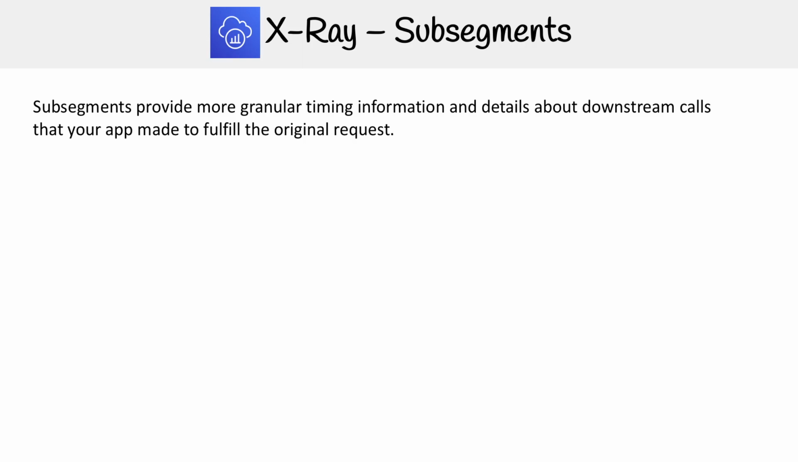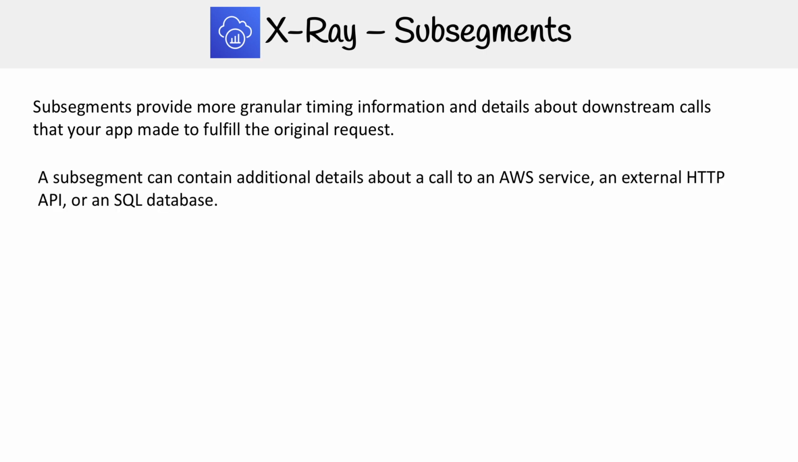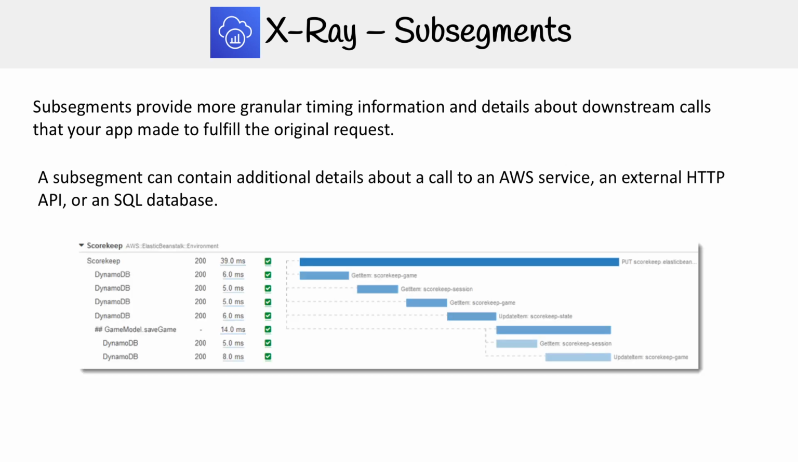So let's take a look at subsegments, which allows us to get more granular timing information or details about downstream calls that your app makes. So these are basically operations within your app that you want to capture. A subsegment can contain calls to AWS services, external HTTP APIs, or SQL calls within a database, and also things within DynamoDB. And that's actually the example we're going to look at.